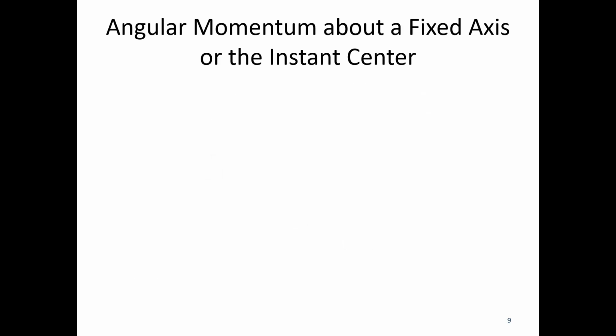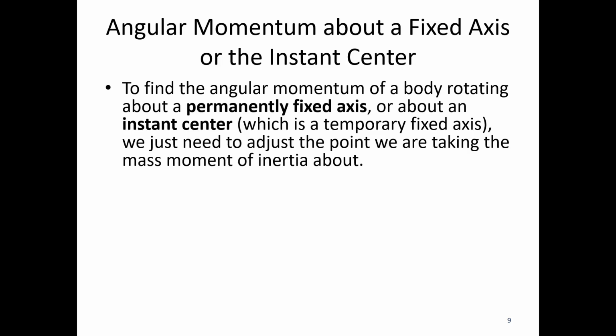All right, so next up, I'm lumping these two things together: the angular momentum about a fixed axis or about the instant center. To find the angular momentum of a body rotating about a permanently fixed axis, something like the hinges on a door, or about an instant center, which is just a temporary fixed axis, we need to adjust the point we're taking the mass moment of inertia about. So that's really the only adjustment we need to make.